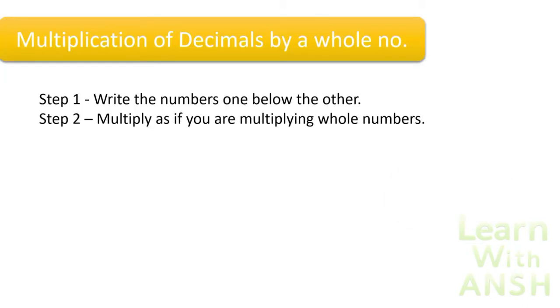Multiplication of decimals by a whole number. Step 1: Write the numbers one below the other. Step 2: Multiply as if you're multiplying whole numbers.